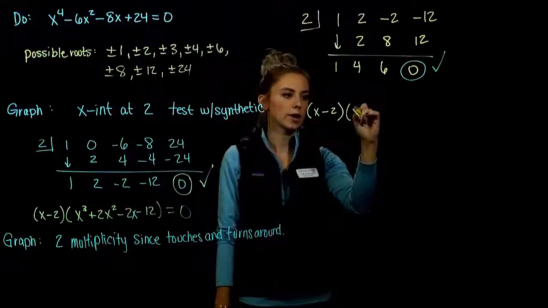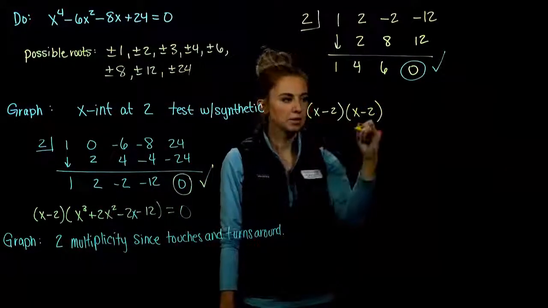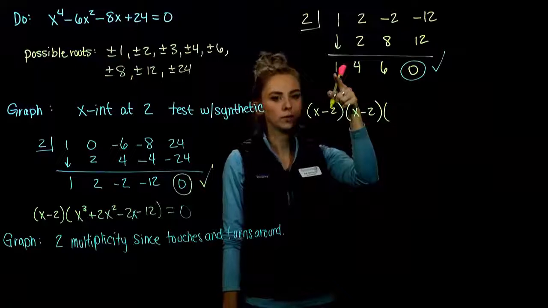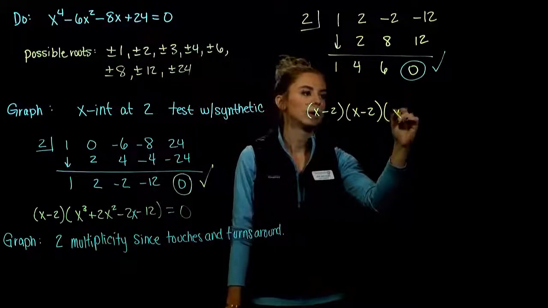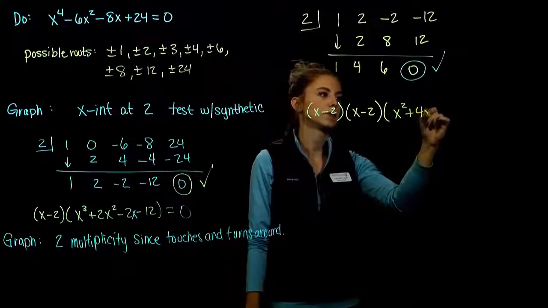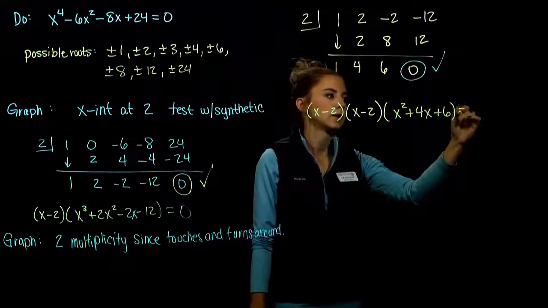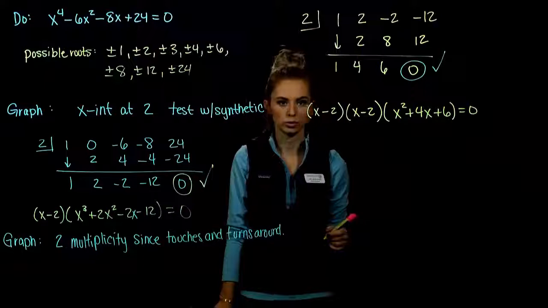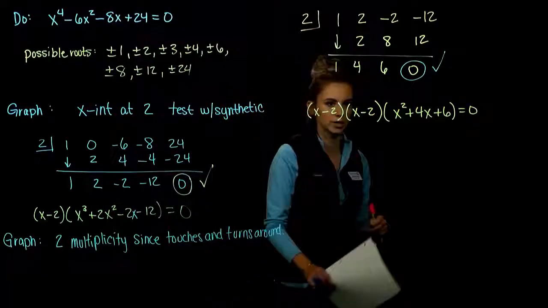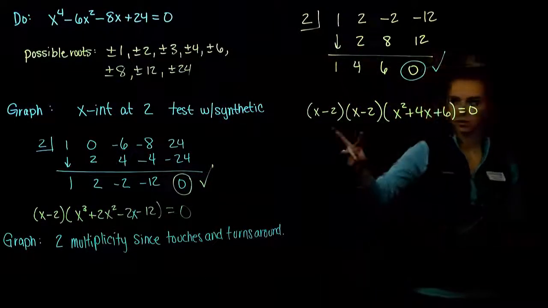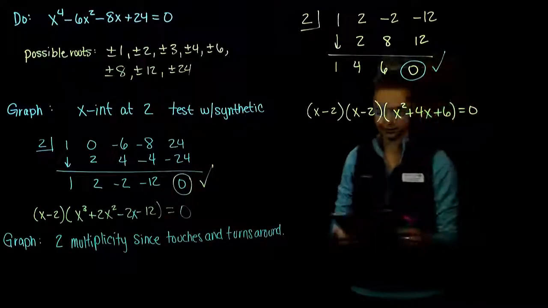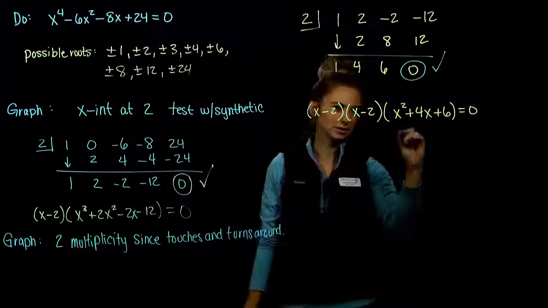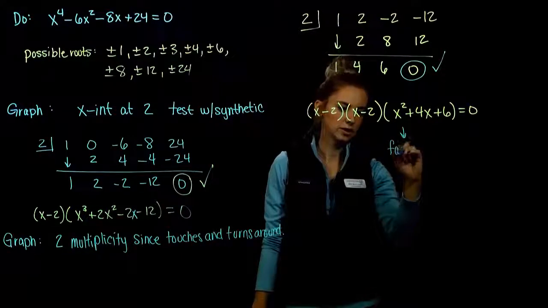So it touches twice. And then we take those two factors out, what are we left with? One power less than what we started with. We've got an x squared plus 4x plus 6. And we're still trying to figure out where is it equal to 0? Where is it touching the x-axis? It's touching twice at 2. And what about these two roots? Can we factor this thing?